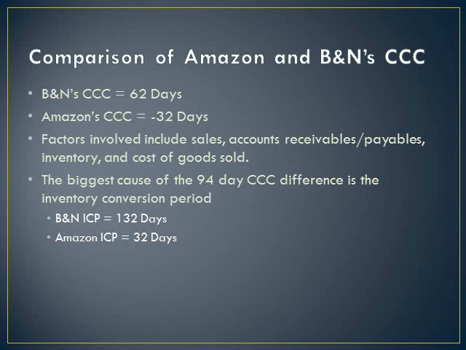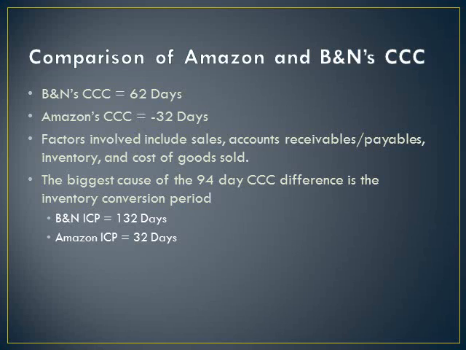Responsible factors for these differences include sales, accounts receivables, accounts payables, inventory, and cost of goods sold. These factors make up inventory conversion period, receivables collection period, and payables deferral period. The factor that's the biggest contributor to the CCC discrepancy between the two companies is inventory conversion period. Barnes & Noble's has an ICP of 132 days, while Amazon's ICP is only 32 days.